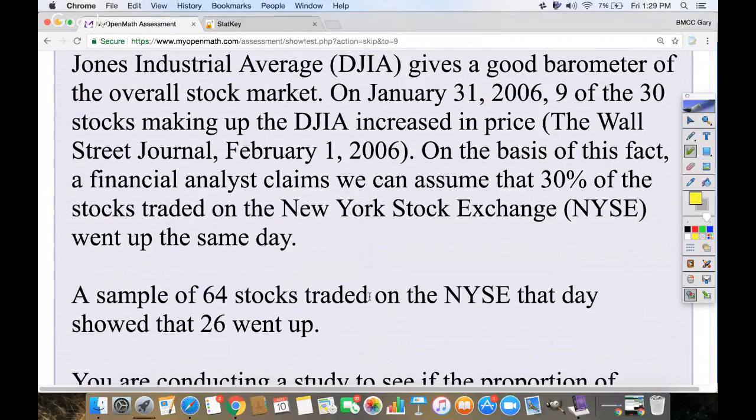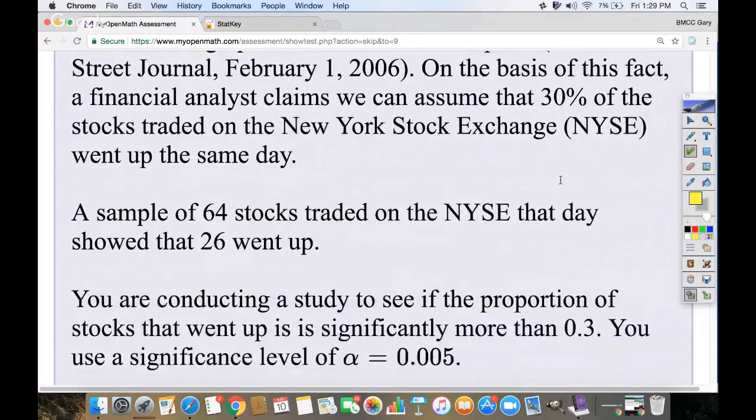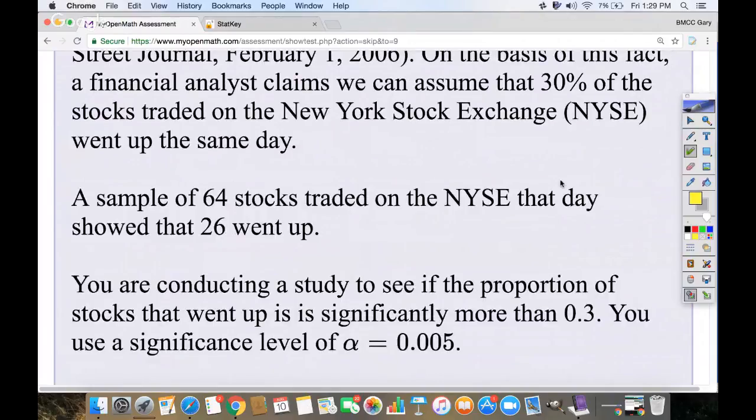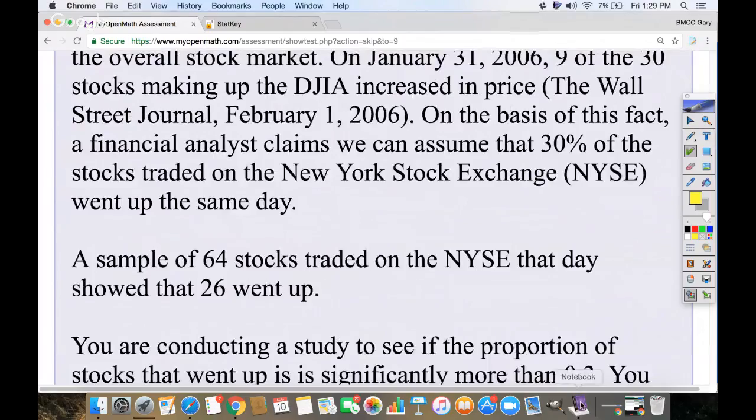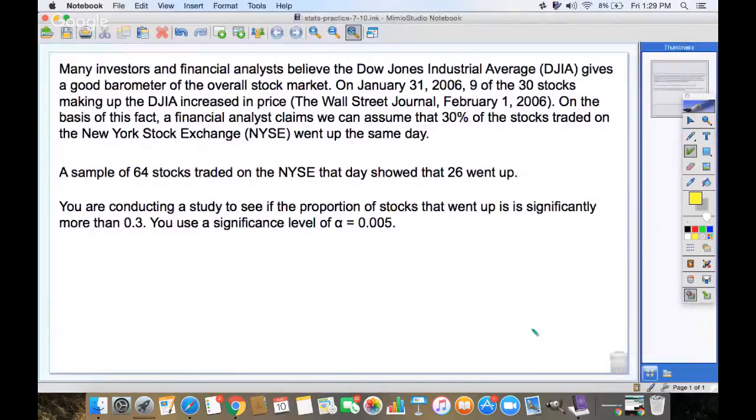We grabbed 64 stocks. On that day, 26 of them went up. So we have to see, how does 26 out of 64 compare to 30%? So what we're doing is conducting a hypothesis test to check if the proportion of stocks that went up is significantly more than 0.3, which is 30%. We're asked to use a significance level of 0.5%, 0.005. So let's just double check the important information here.